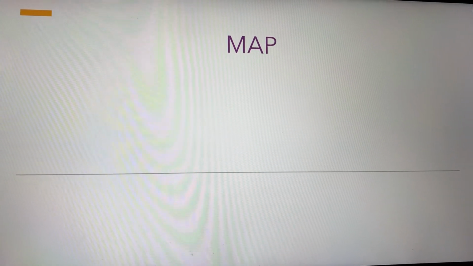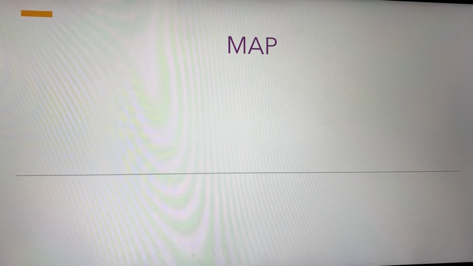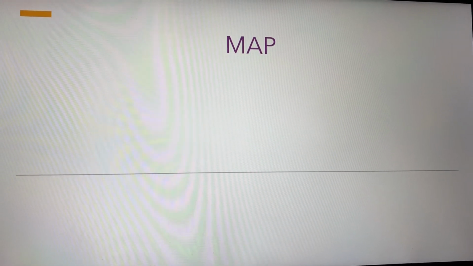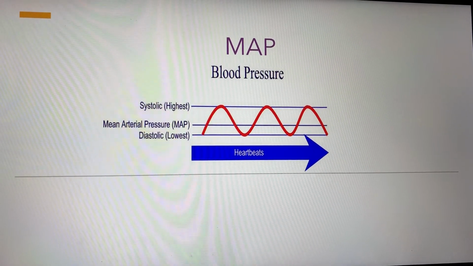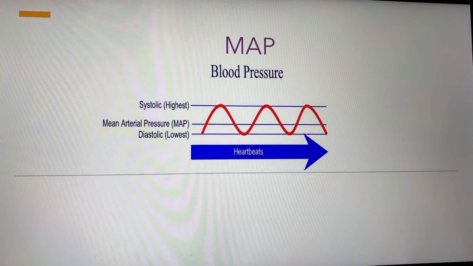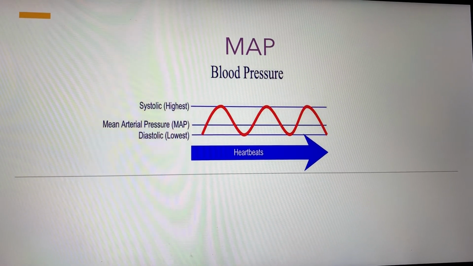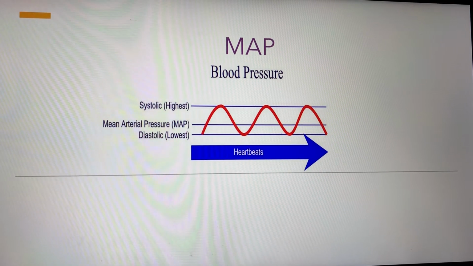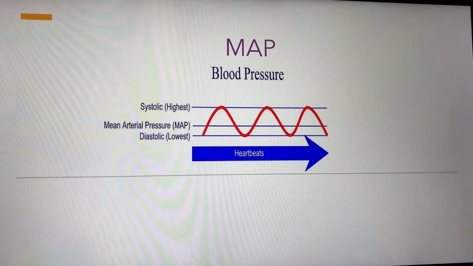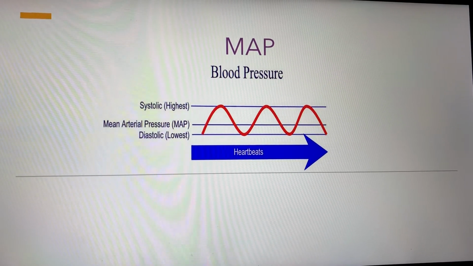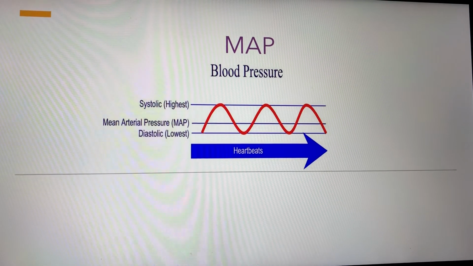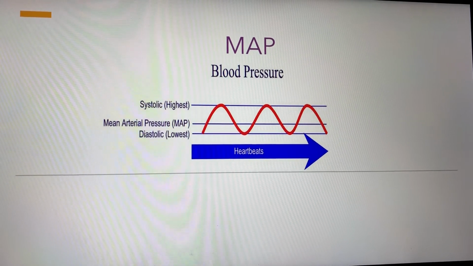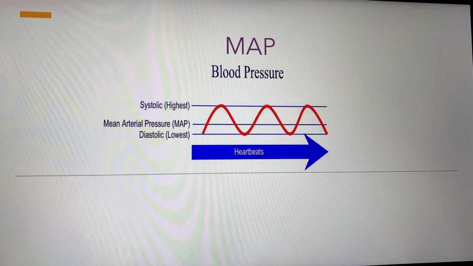So another word for perfusion is MAP. MAP is what determines perfusion, and this is our second keyword. So our first keyword was SIRS, and our second keyword is MAP. MAP is the mean arterial pressure, and it is calculated from the systolic blood pressure and the diastolic blood pressure. This difference between the systolic and diastolic is what determines the amount of perfusion, whether it's going to be sufficient or inadequate to provide the needed supply.